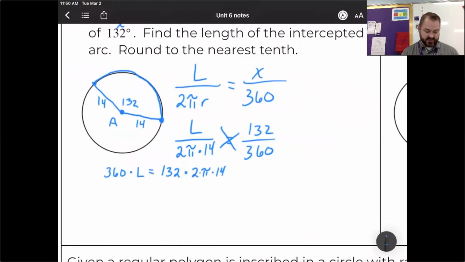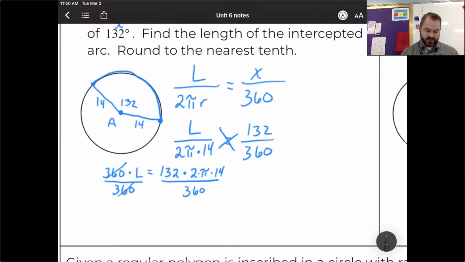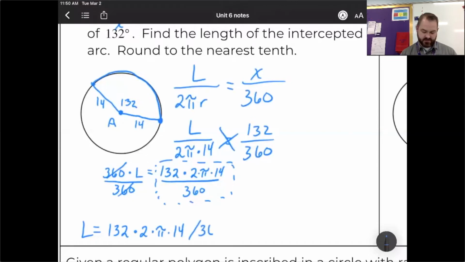So to get L by itself, on the left, we divide by 360. So on the right, we divide by 360. Cancel here. So this side ends up being what I put in the calculator. But I'll write that out for you. The arc length then equals 132 times 2 times pi times 14 divided by 360. And I can enter it in the calculator exactly like that. Okay?